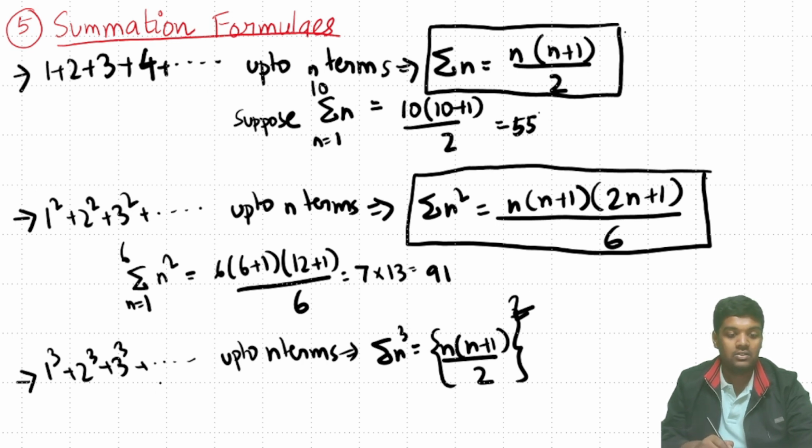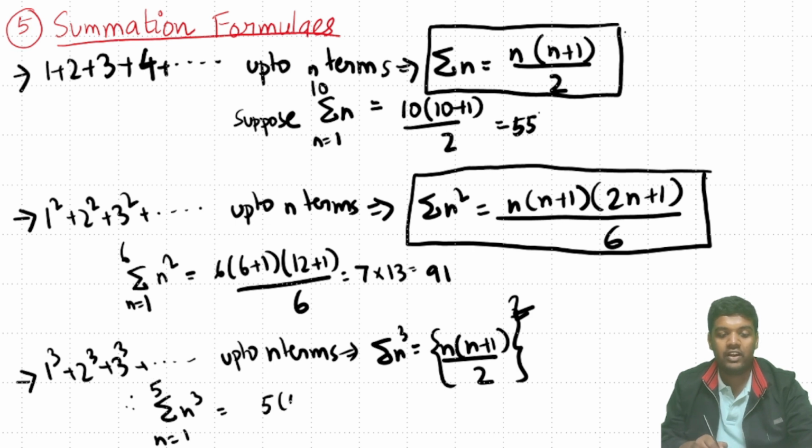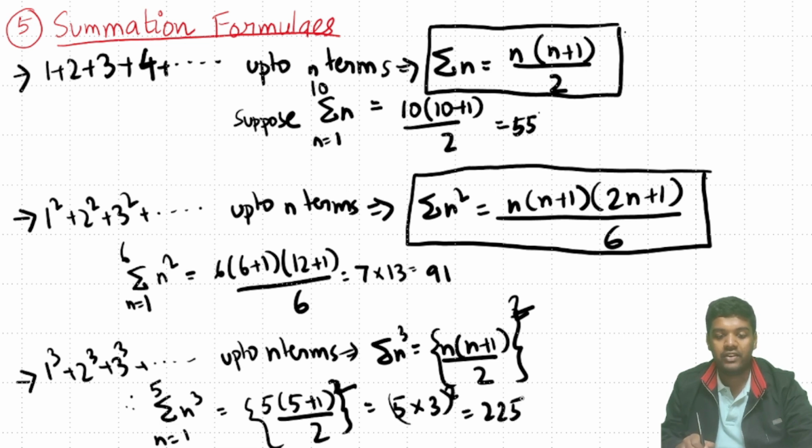Right? So suppose हमें sum of first 5 cubes चाहिए, that is 1 cube plus 2 cube plus 3 cube plus 4 cube plus 5 cube. Therefore summation n cube, where n runs from 1 to 5, equals to 5 into 5 plus 1 divided by 2 whole square. This equals to 5 into 3 whole square. This equals to 225. Super clear? So these are the three summation formulas which we'll be often using while solving sums. Let's move on to the next topic.